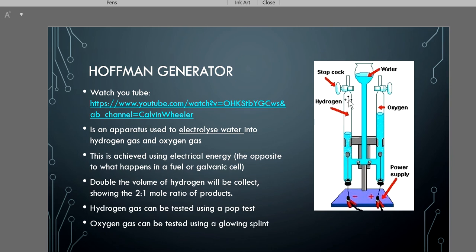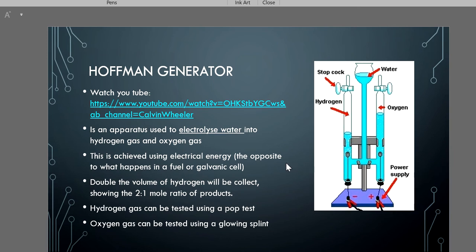Hopefully I'll be able to show you this when we return to classes. It's a very unusual looking apparatus. What I'd like you to do is have a watch of this quick YouTube video. It takes you through the demonstration of using the Hoffman generator. But what this cell effectively does is it's an electrolytic cell. It's connected to a power supply.